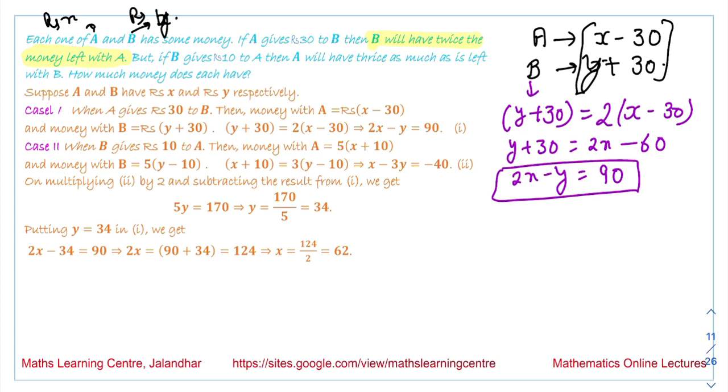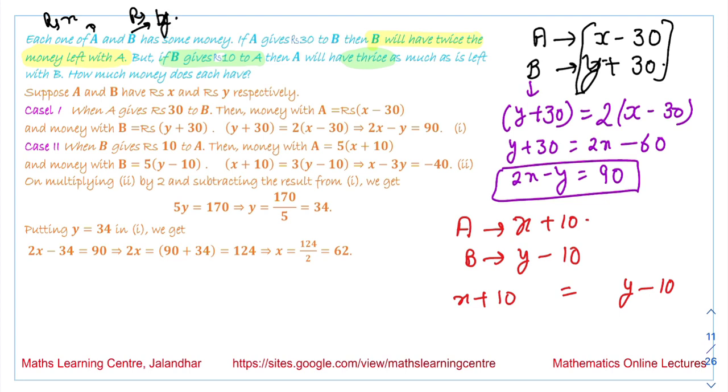Now second, it is given that if B gives rupees 10 to A, then A will have thrice as much money as is left with B. So in this second case, what is given to us? The amounts A and B will have. B has given rupees 10, which means now B has y minus 10 rupees and A has x plus 10 rupees.